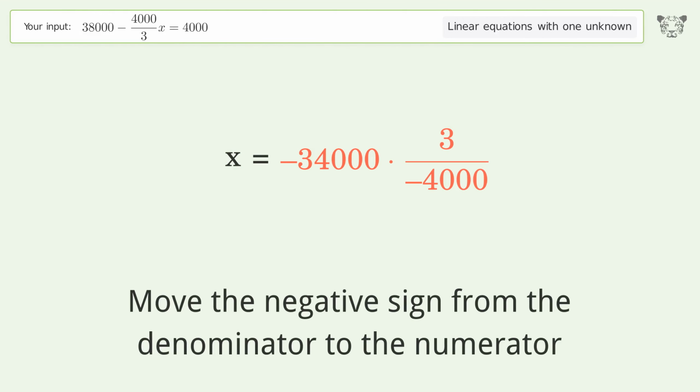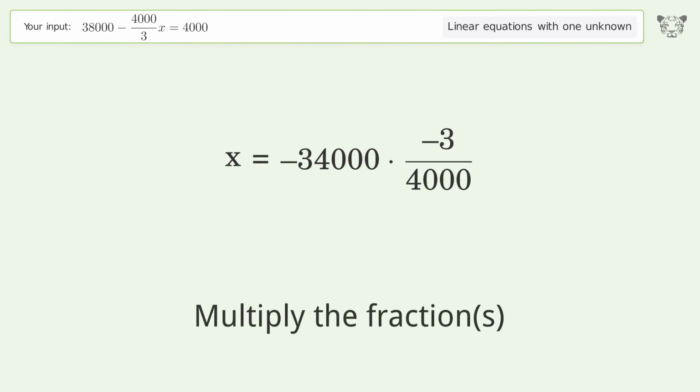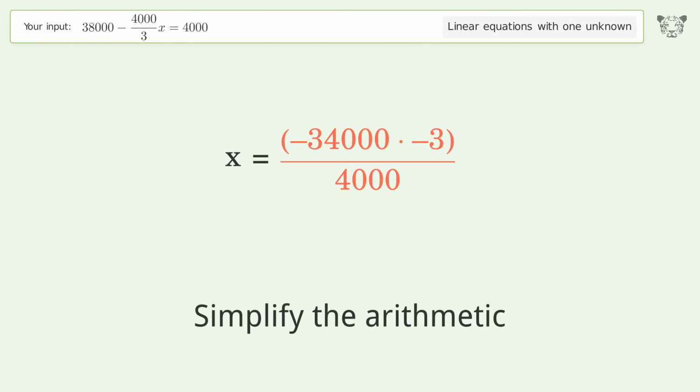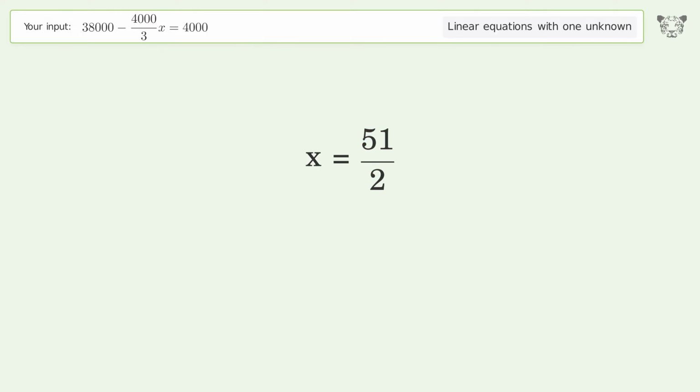Move the negative sign from the denominator to the numerator. Multiply the fractions. Simplify the arithmetic. And so the final result is x equals 51/2.